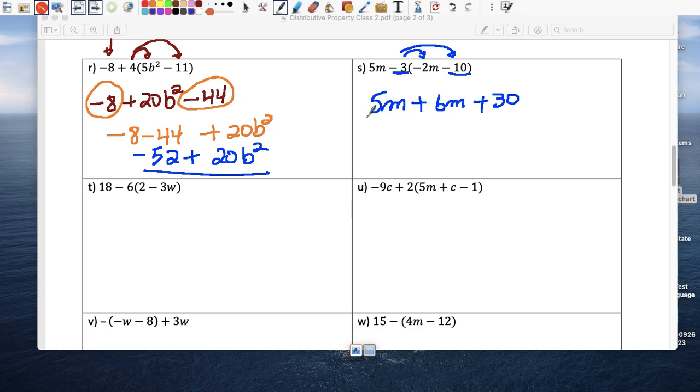Like terms, yeah, we got 2 right next to each other. 5m and 6m. Right? We don't have to move anything, so they're side by side. What's 5m plus 6m? 11m. Plus, don't forget the 30. So this is your final answer.